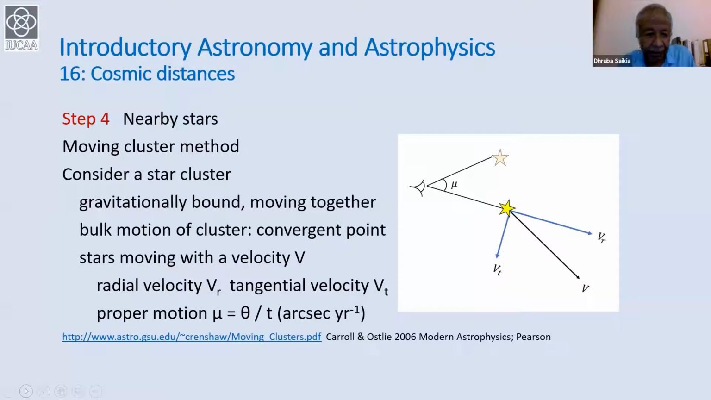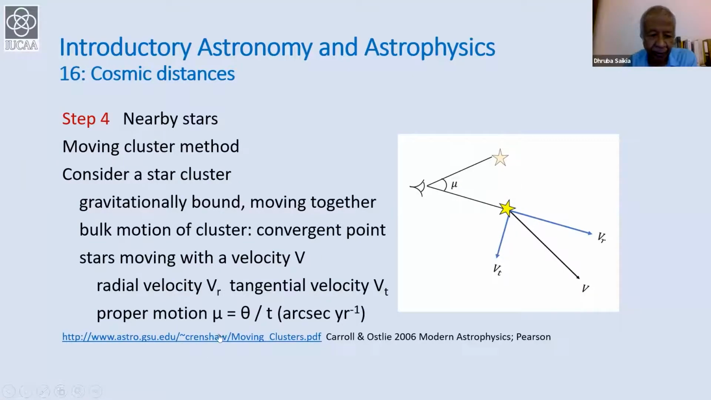And because the star appears to be moving, there'll be two components to it. One is the radial velocity, and the other is the tangential velocity. That is what is illustrated in this figure over here: if it is moving at a certain velocity v, it'll have two components. One is the radial velocity, which is moving away from you, and the other is the tangential velocity, which is orthogonal to you.